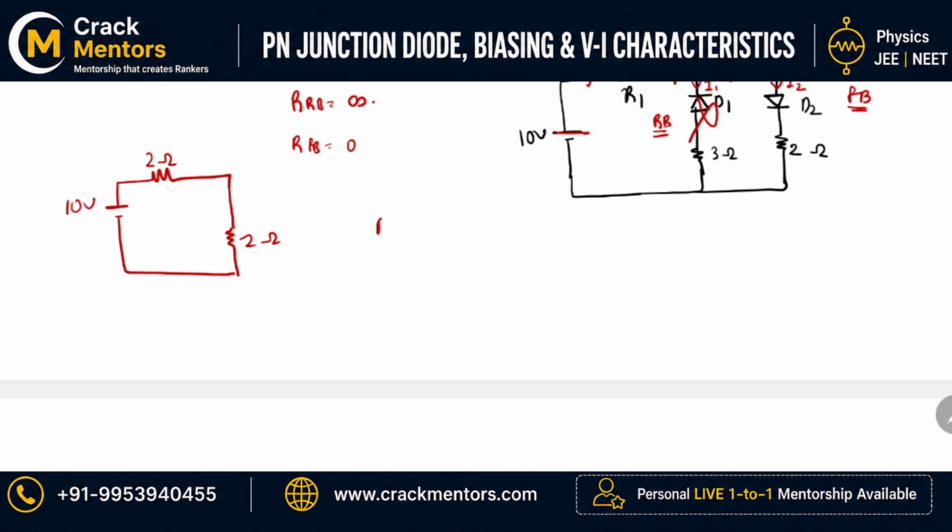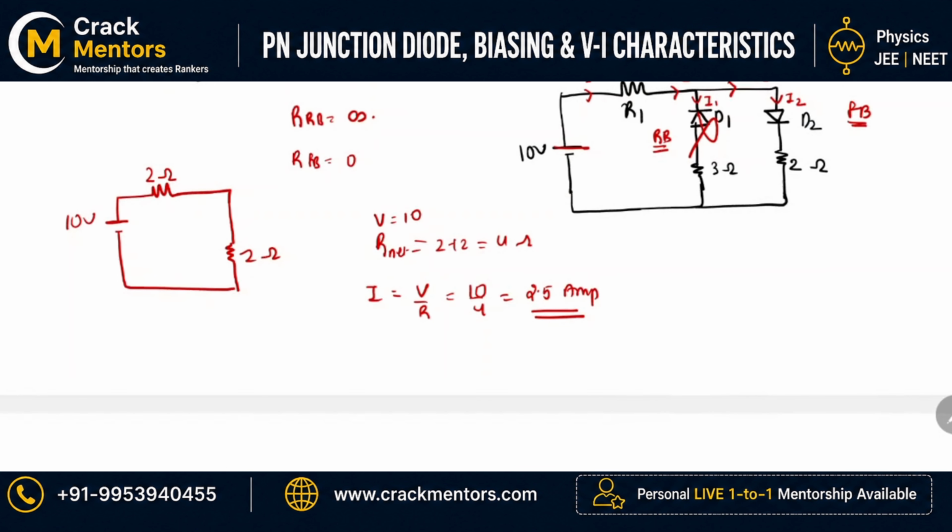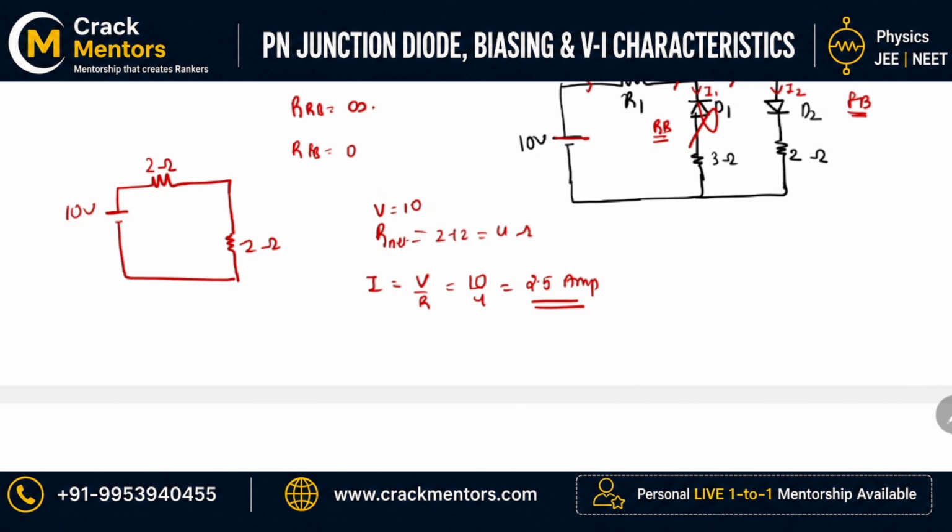The potential here is 10 volt, and the net resistance is, since you can see that this 2 and this 2 are in parallel, 2 plus 2, that is equal to 4 ohm. Okay, so the value of the current is V by R, that is equal to 10 by 4, which is equal to 2.5 ampere. The current that is flowing through here is equal to 2.5 ampere. I hope that is clear.